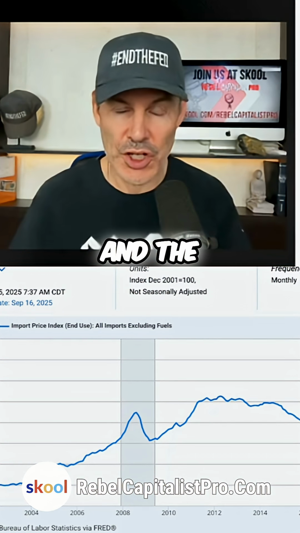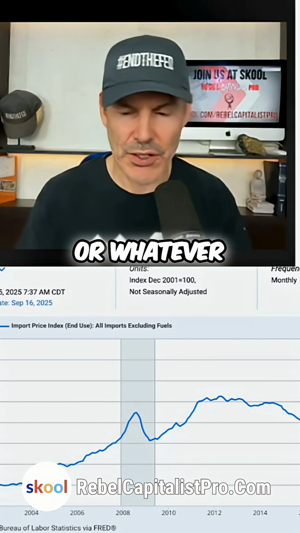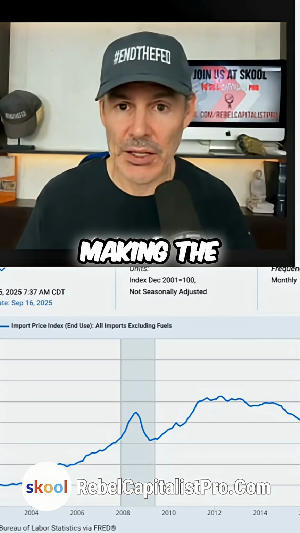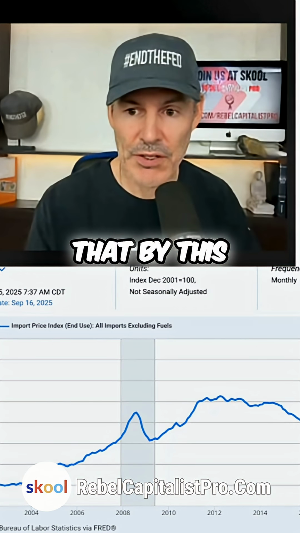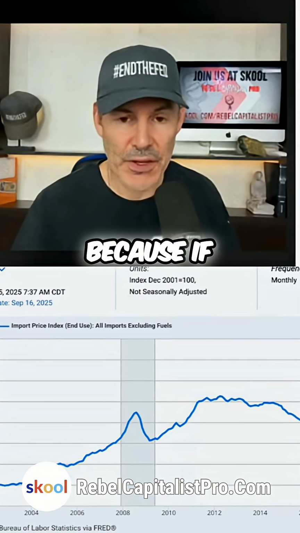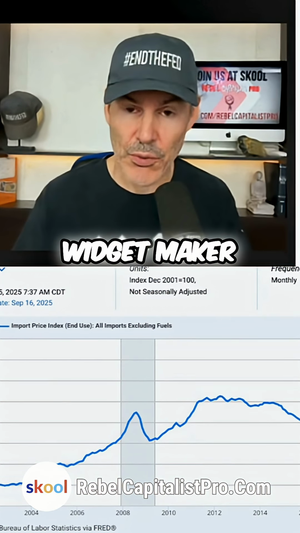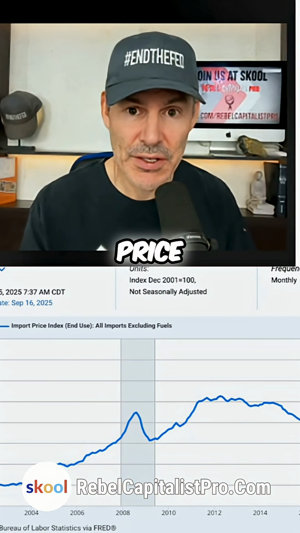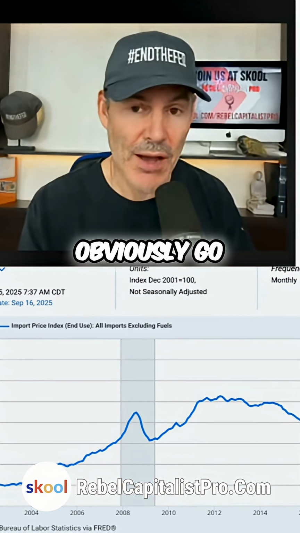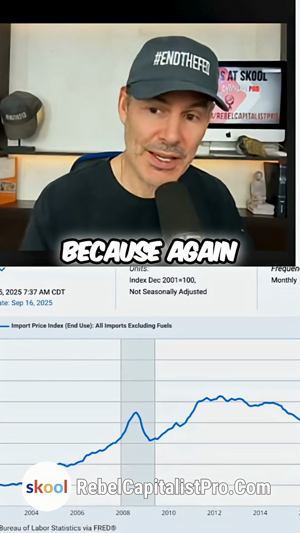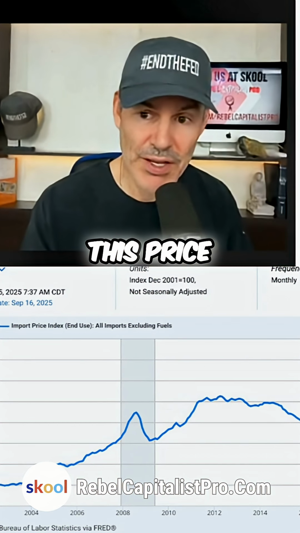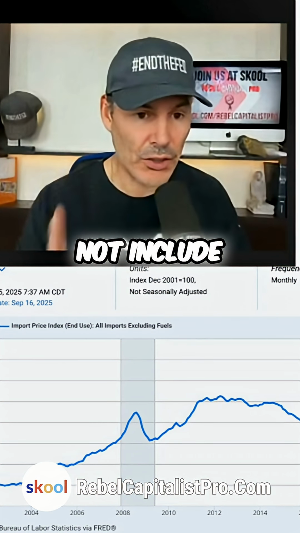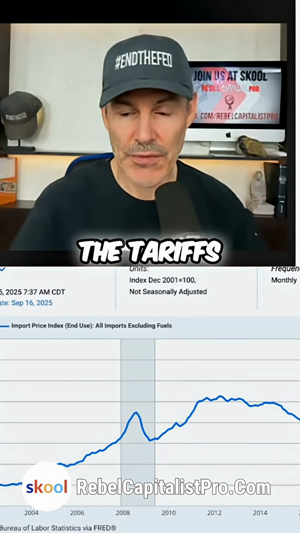And the Chinese widget maker or Malaysia or whatever, they're still making the $100. And you can see that by this chart. Because if the Chinese widget maker was paying the $10, then the price of what they were charging would obviously go down. Because again, this price index does not include the tariffs themselves.